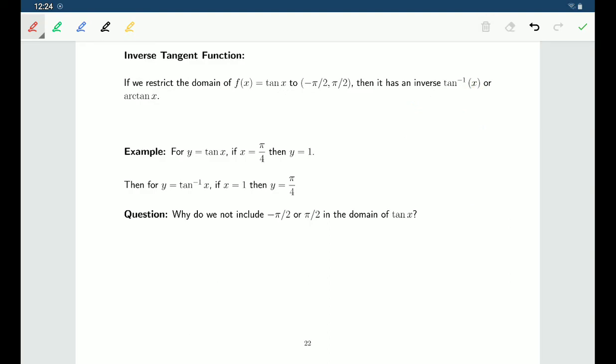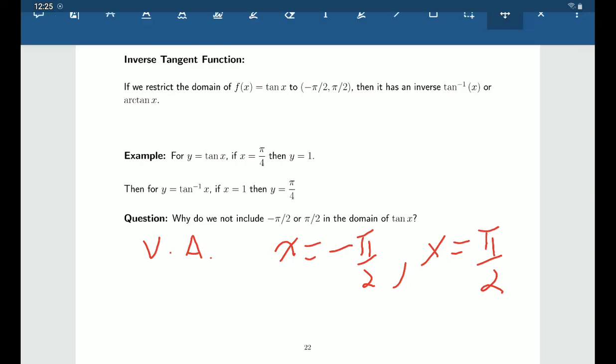Now, the one thing that you might notice here is that my restricted domain doesn't include negative pi over 2 or pi over 2, and you might be wondering, why are we not including that? We did for sine. Sine's restricted domain was negative pi over 2 to pi over 2, including both. But for this one, why are we not including them? Well, we should remember from the graph of tangent that there are vertical asymptotes at negative pi over 2 and also at pi over 2, which means we don't actually have tangent of x defined at either of those 2 points, which is why we're not including them in our domain.